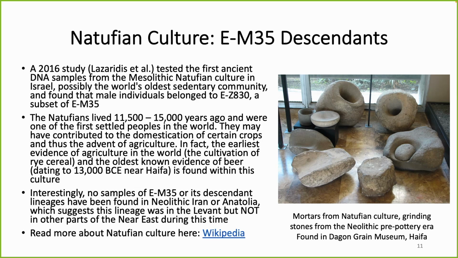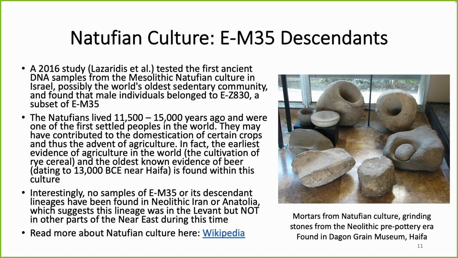When they tested the ancient DNA, they can take DNA from the bones of these ancient remains. They found males who were part of EZ830, which is what the Rubin line is part of. So there were Natufian males living in Israel 10,000 to 15,000 years ago. What's believed is that the Natufian culture may have contributed to the domestication of certain crops, and may have been responsible for the advent of agriculture.